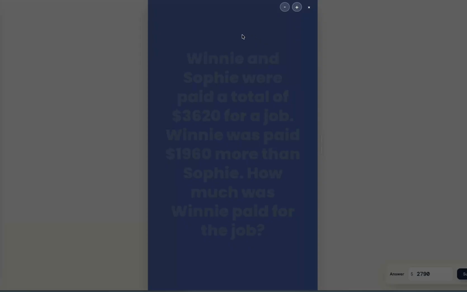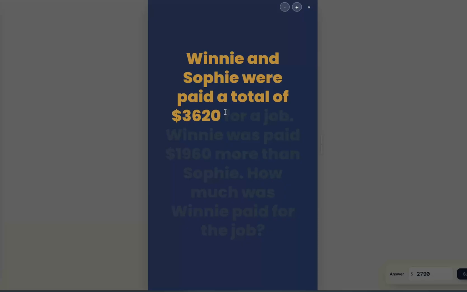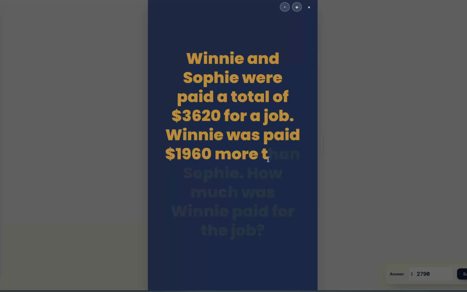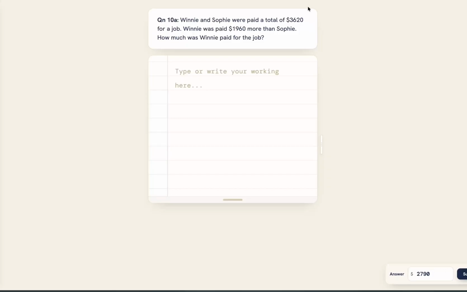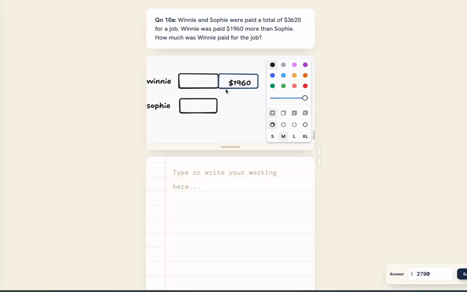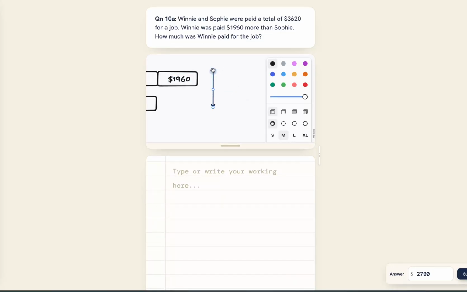There you go. Question 10, part A. Winnie and Sophie were paid a total of $3,620 for a job. Winnie was paid $1,960 more than Sophie. How much was Winnie paid for the job? Okay, so Winnie was paid $1,960 more than Sophie, and we know that in total they are paid $3,620. So how much was Winnie paid for the job?